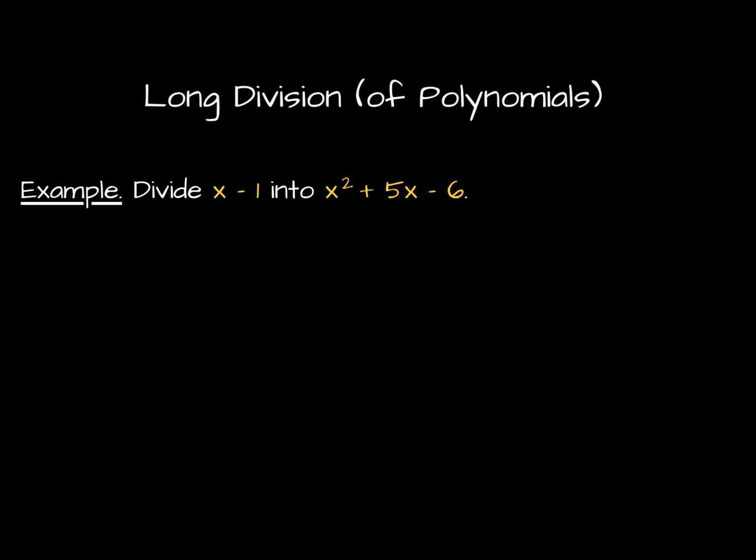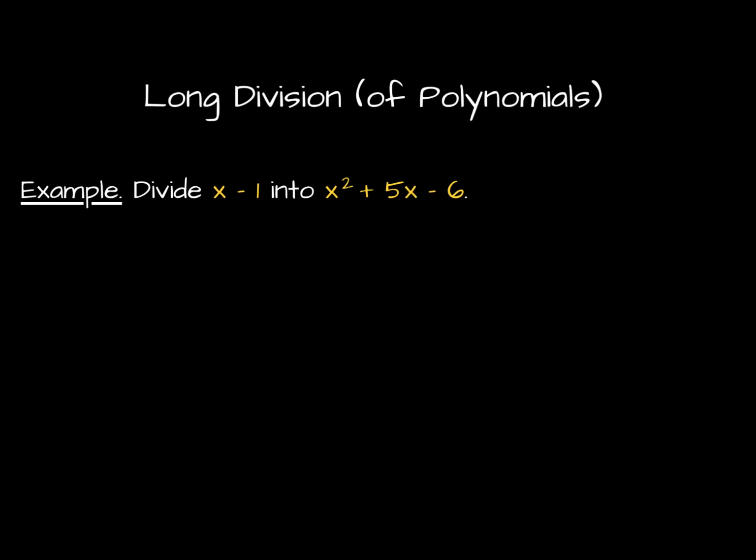It turns out, rather remarkably, that something extremely similar to this standard long division algorithm can be applied to polynomials as well. Except that this time, instead of dividing a smaller number into a bigger number, we will divide a polynomial of smaller degree into a polynomial of higher degree. This example asks us to divide the degree 1 polynomial x minus 1 into the degree 2 polynomial x squared plus 5x minus 6. Let's see how the algorithm works.